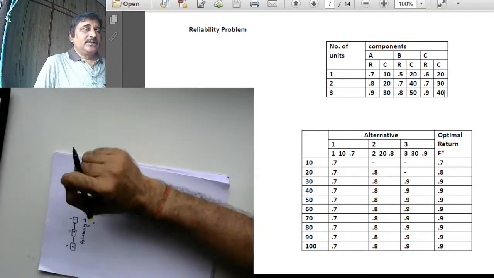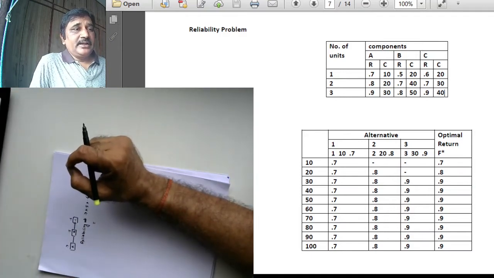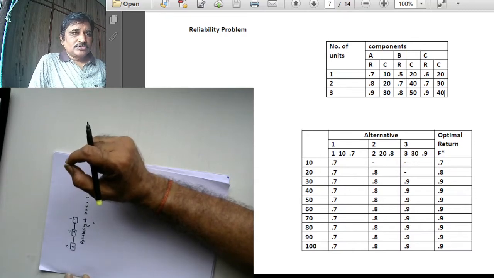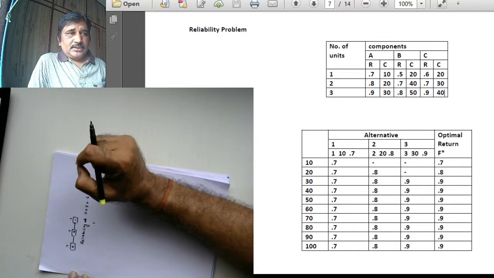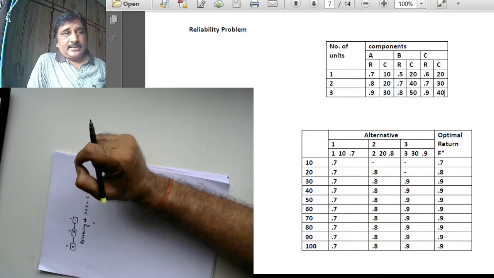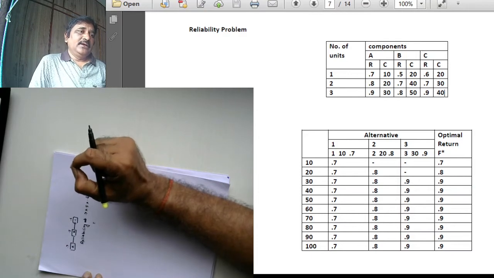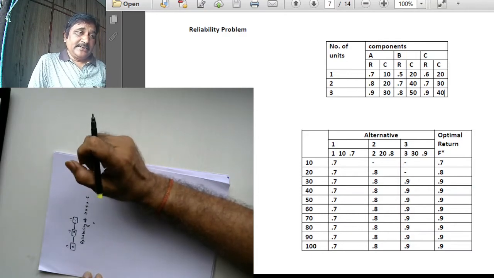Now, this circuit is to be devised in 100 rupees, and you need to get maximum reliability. You want to maximize the reliability of the electronic circuit. All right. One more thing: if a number of units of a certain component are banked, are combined, then the reliability of that particular component increases.